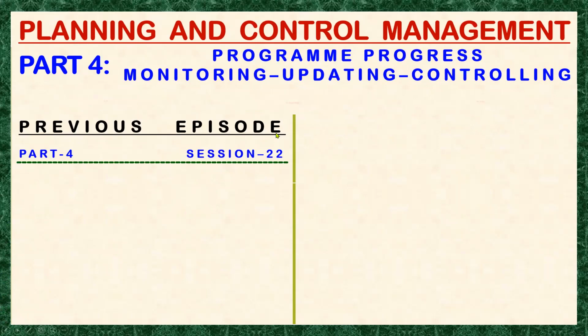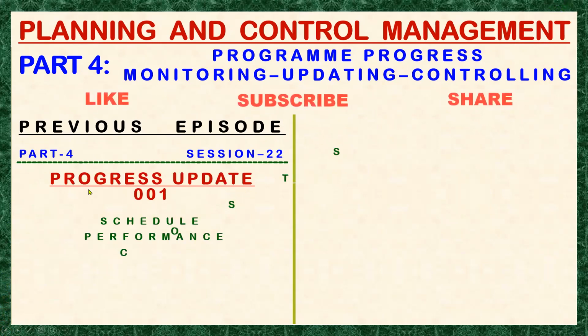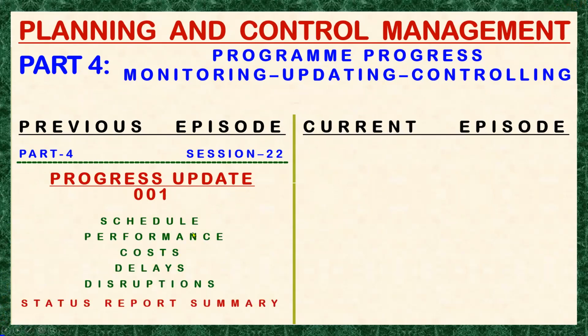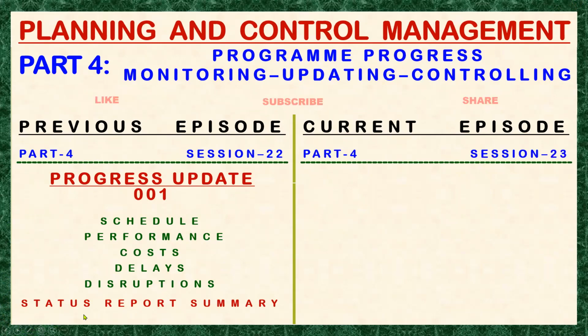Our previous episode was part 4, session 22, about progress update 001 on the status report summary. This is about the summarization of these five fields of reports: the summary of the schedule or time elements of our project, the performance, cost, delays, and disruption.